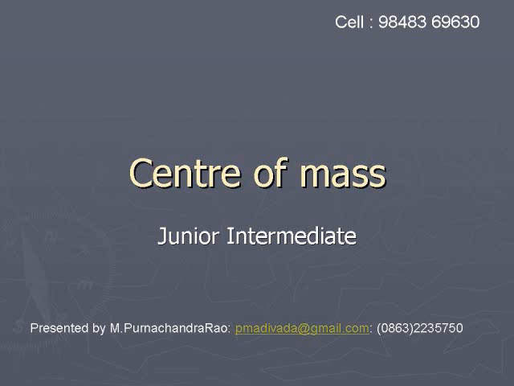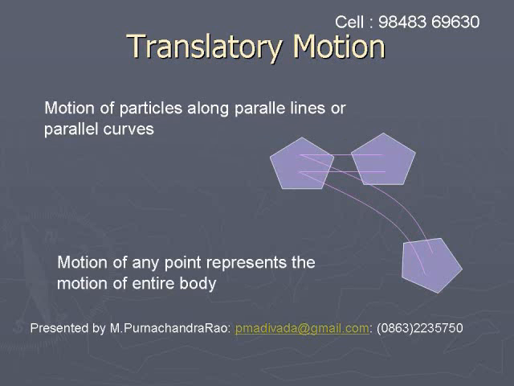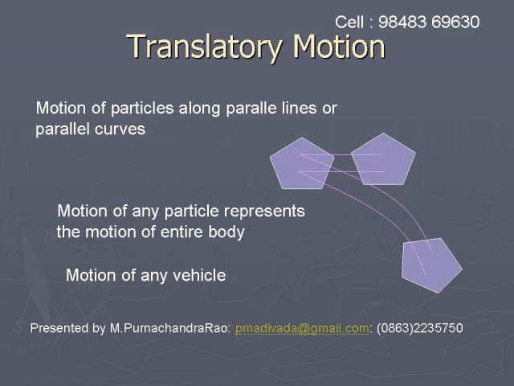Center of mass. Consider the motion of a body as shown in the figure. If the motion takes place along parallel lines or along parallel curves, the motion of the entire body can be represented by the motion of any particle of the body. The motion of any particle of the body represents the motion of the entire body. Such a motion is called translatory motion.